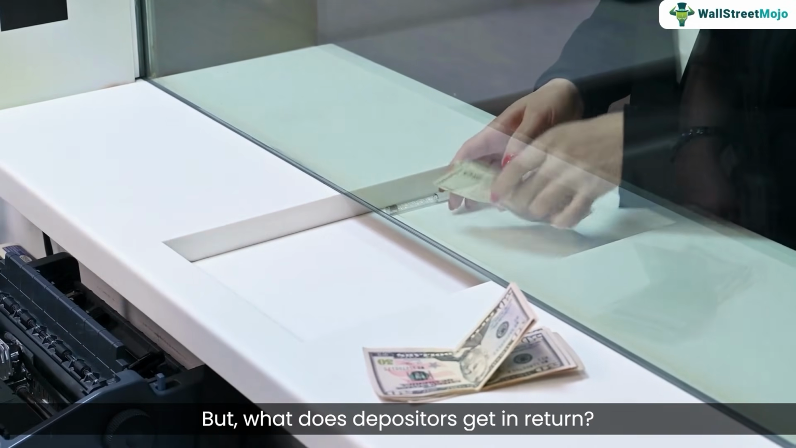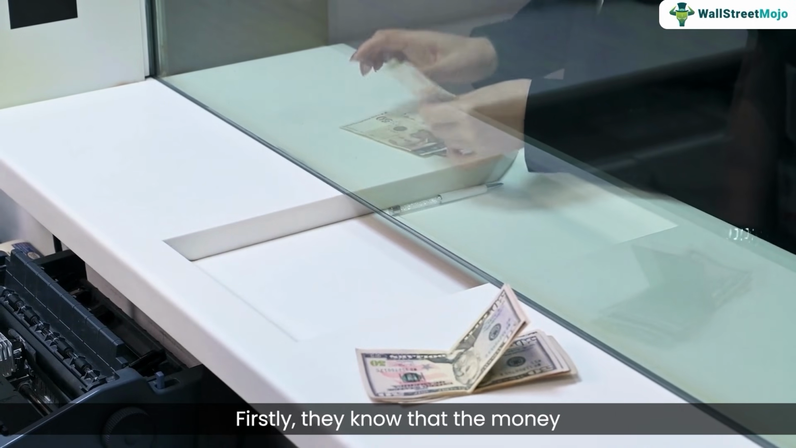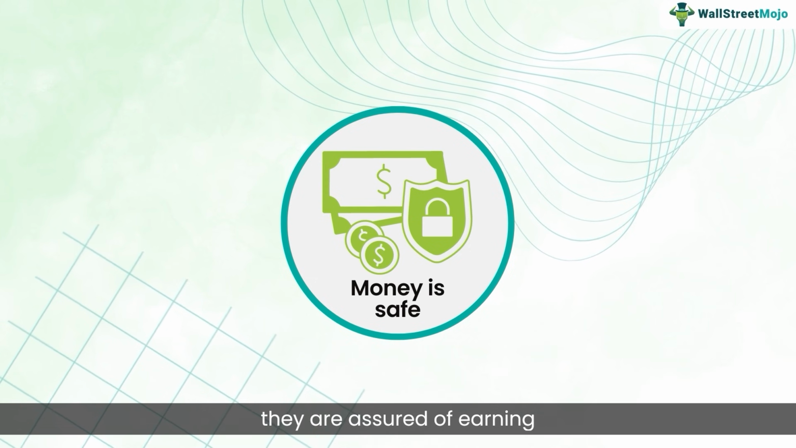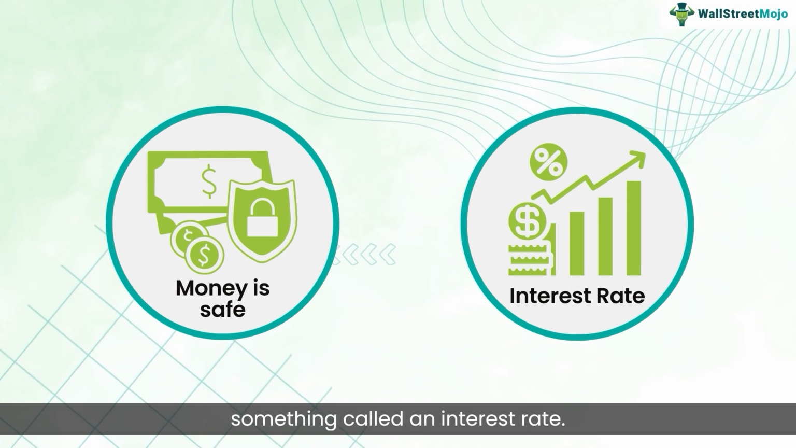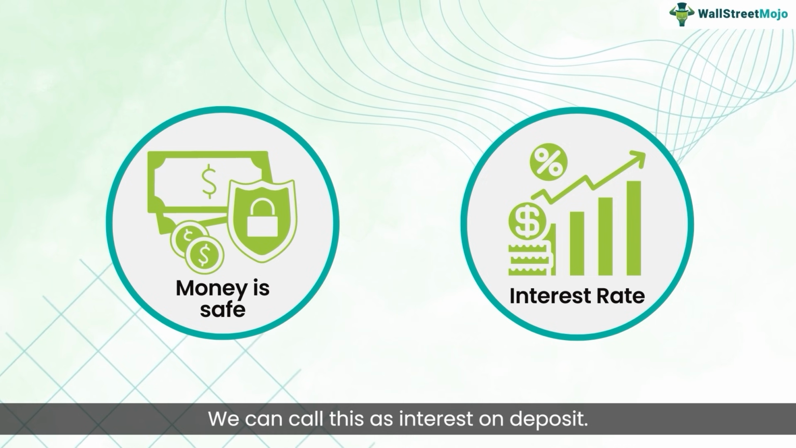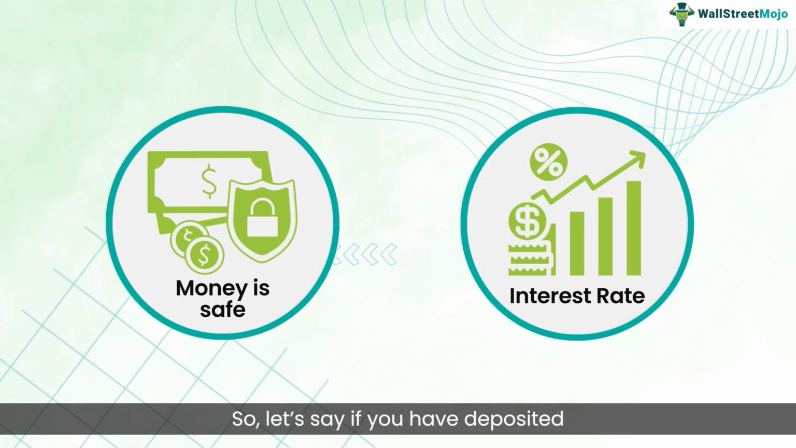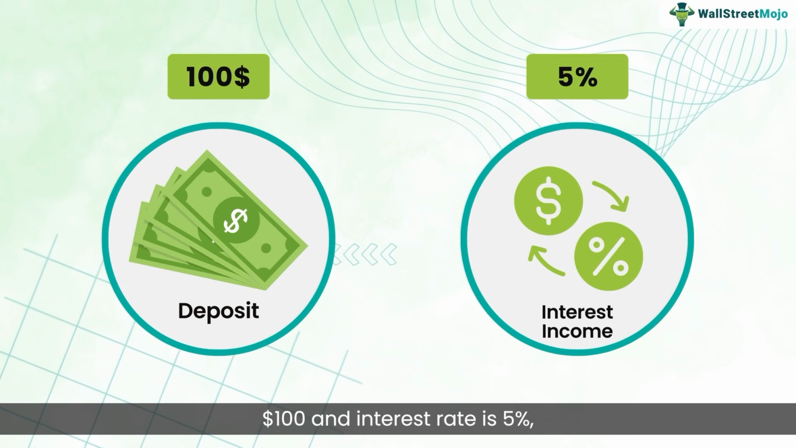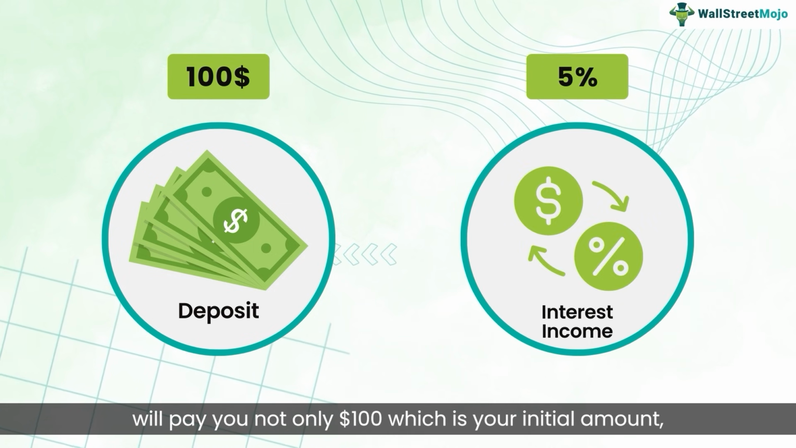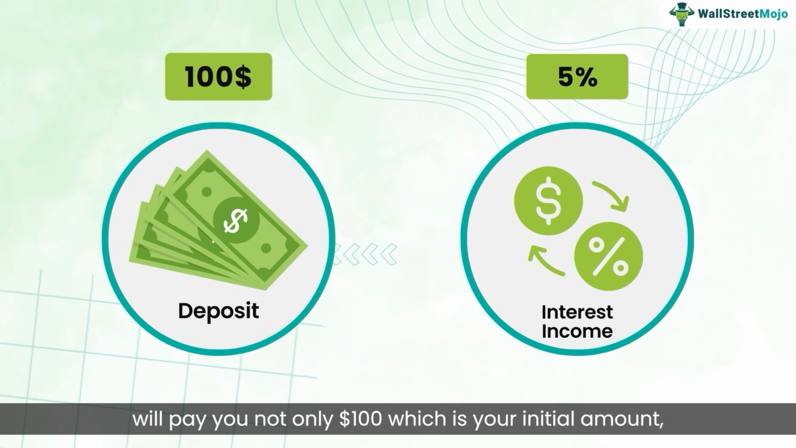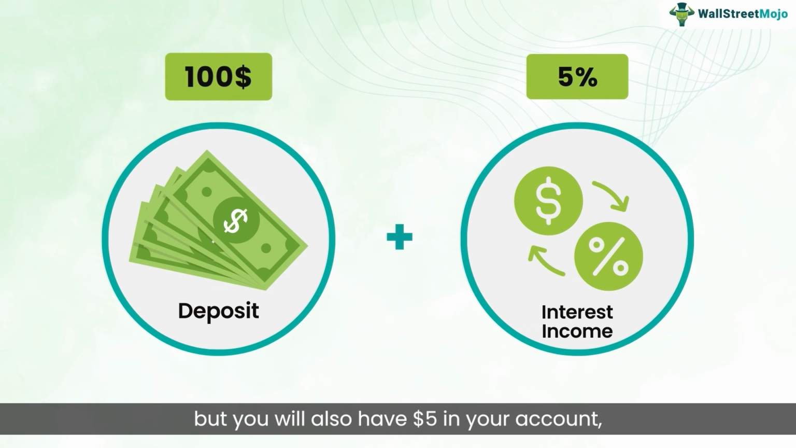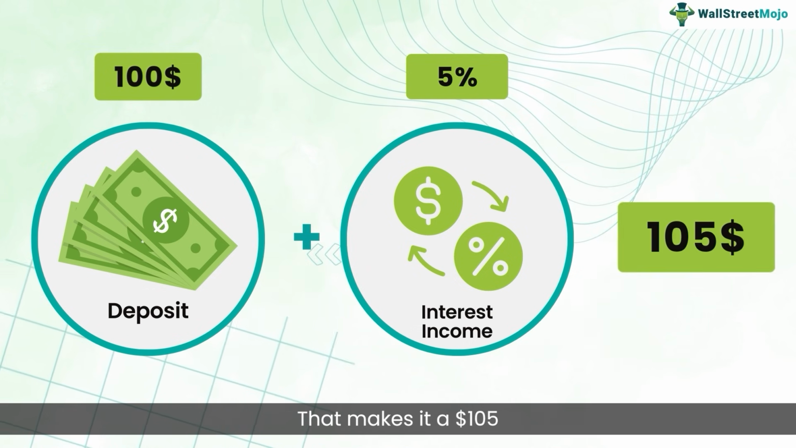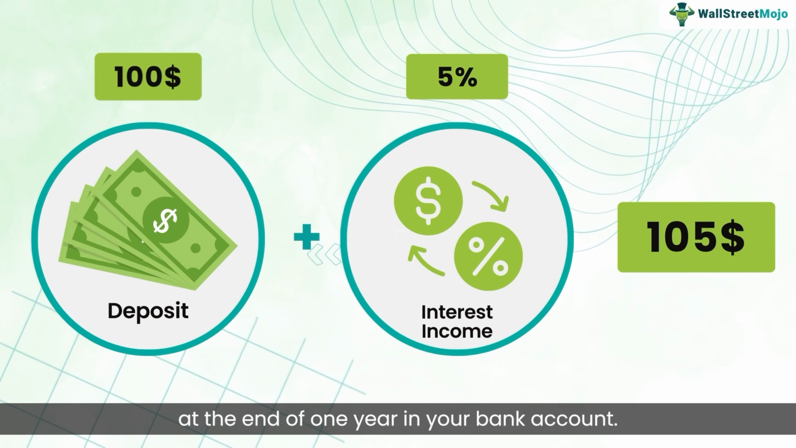But what do the depositors get in return? Firstly, they know that the money they have deposited is safe, right? And secondly, they are assured of earning something called the interest rate. We can call this interest on deposit. So let's say that you have deposited $100 and the interest rate is 5%. At the end of 1 year, the bank will pay you not only $100, your initial amount, but you will also have $5 in your account, which is your corresponding interest payment. That makes it $105 at the end of 1 year in your bank account.